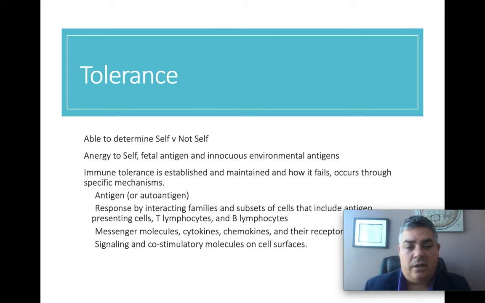And this really begins with early fetal development, in terms of being able to train the immune system in this regard, to develop immune tolerance, which is established. And also over time, we know that it can fail in both broad and specific ways, whether in response to antigens which are not threatening, or through a response by interacting families or subsets of cells that include antigen-presenting cells, T lymphocytes and B lymphocytes, messenger molecules, cytokines, chemokines, and their receptors, as well as signaling and co-stimulating molecules on cell surfaces.